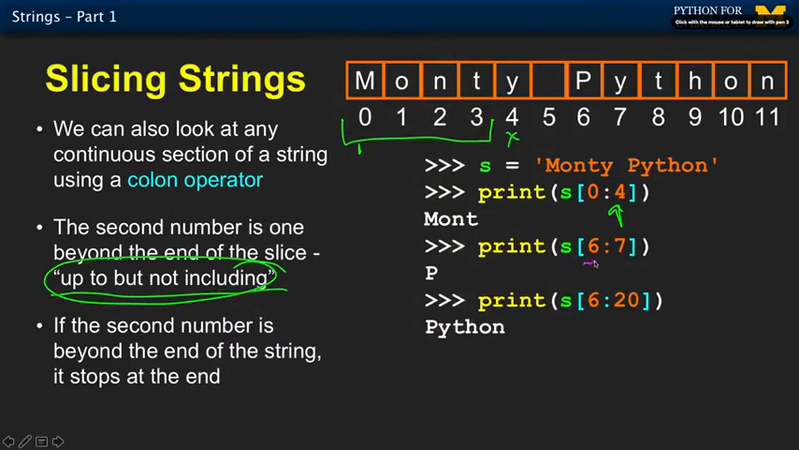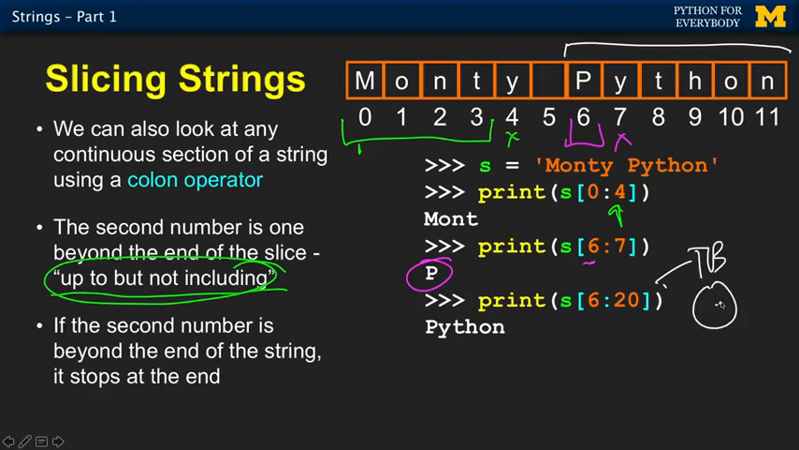So if we go 6 to 7, well, 6 starts here, and then up to but not including doesn't include the 7, so that's why we get a capital P. And then if we do 6 through 20, starting at 6, you'd think this would be a traceback. But it's not a traceback. After a while, you're like, I'm a little disappointed in you, Python. You're supposed to trace back every time I make a mistake. Well, somebody decided it was okay to reference beyond the end of a string, and we'll forgive you. It's not going to get anything. It's actually going to stop there, and that's why we get Python as the answer here.